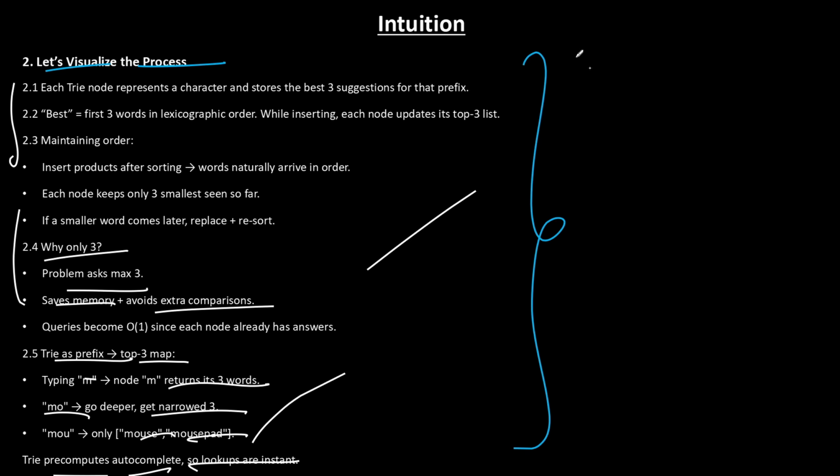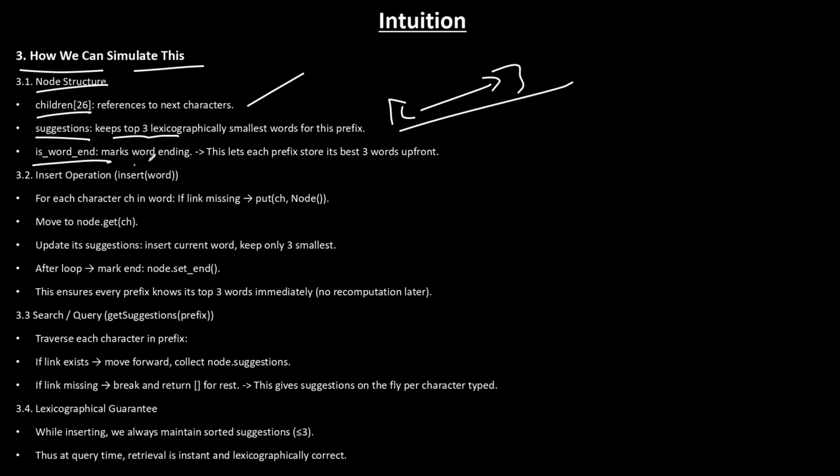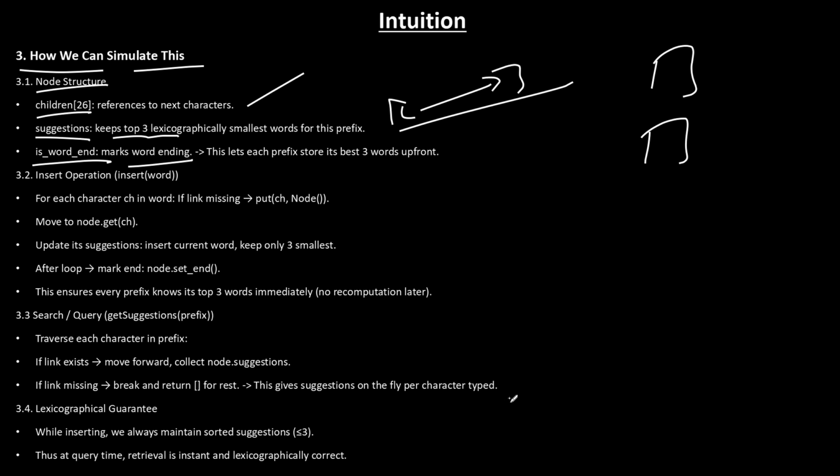So if you go and do this with the brute force approach, it will take a lot of time complexity, right? Now, let's see how we can simulate this. I will give a high-level part here that we will have a node structure of children, suggestions, and is end. Children to reference the next characters, suggestions to keep the trie logical, lexicographically increasing, or the smallest words of the prefix, and is end to mark whether the word iteration is complete or not, right? Suppose this word was completed here, so I marked true. That's the same thing.